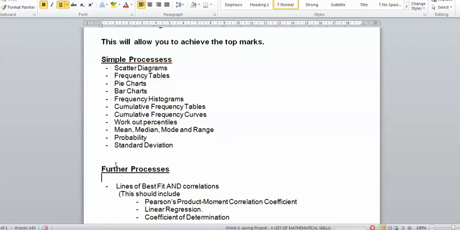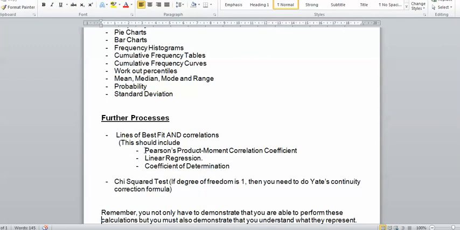Things like line of best fit and correlation, so things like Pearson's product moment correlation coefficient, linear regression, coefficient of determination. If I were doing Pearson's, I probably would do all 3 of these. Now, Pearson's product moment correlation coefficient you must work out by hand. Okay, and then the chi-square test. Now I've put here in brackets, if the degree of freedom is 1, then you need to do Yates continuity correction formula. Now, this is important.